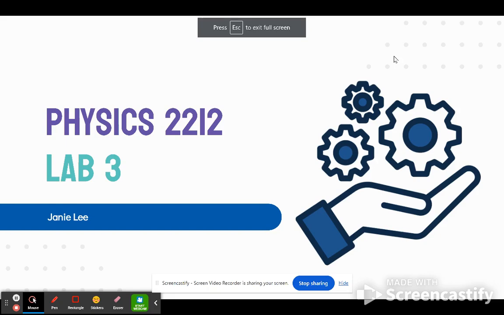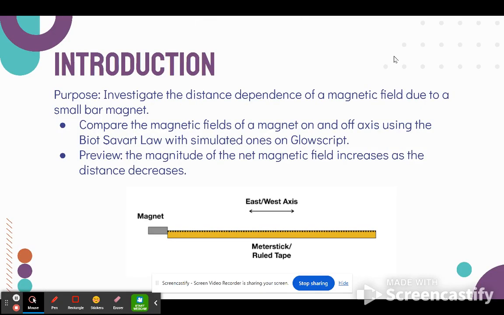So this is my lab 3. The purpose of this lab is to investigate the distance dependence of a magnetic field due to a small bar magnet. I'll then compare the magnetic fields of a magnet on and off axis using the Biot-Savart law magnetic fields with simulated ones on GlowScript. As a preview for my findings, the magnitude of the net magnetic field increases as the distance decreases.